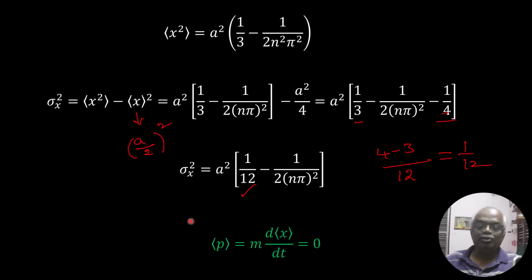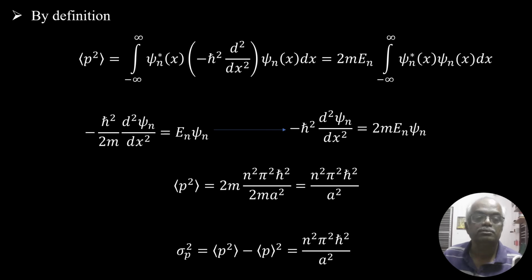Next, we have to find the sigma p. The expectation value of p is, by definition, mass times the time derivative of the expectation value of x. We know the expectation value of x is a by 2, which is constant, time independent. So it will be equal to 0.